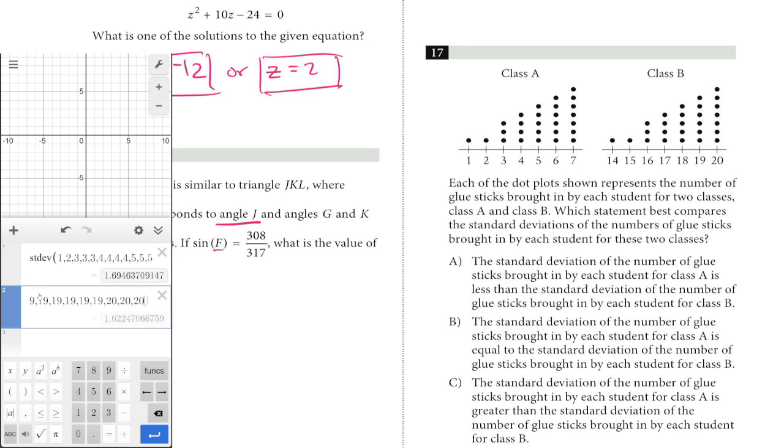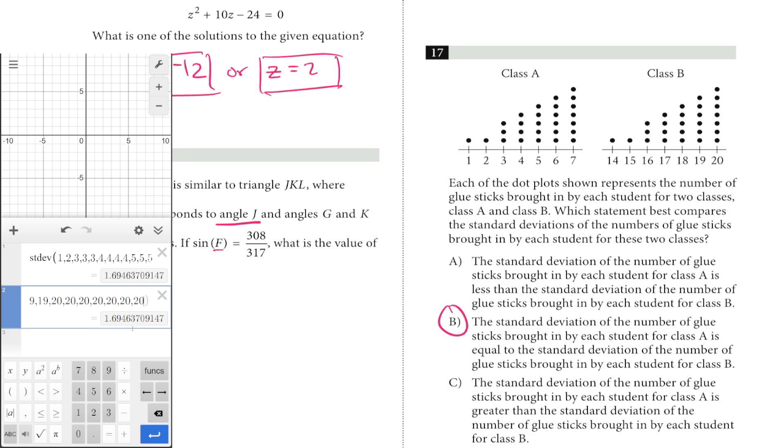What's the annoying thing with this method? We have to type things in correctly. In fact, I just lost count. 1, 2, 3, 4, 5, 6, 7. And what do we notice about the standard deviations here? They are equal to each other. So if we look at A, the standard deviation of the number of glue sticks provided by each student of class A is less than the standard deviation of class B. No. B, the standard deviation of class A is equal to the standard deviation of class B. Yes. So the answer is B.